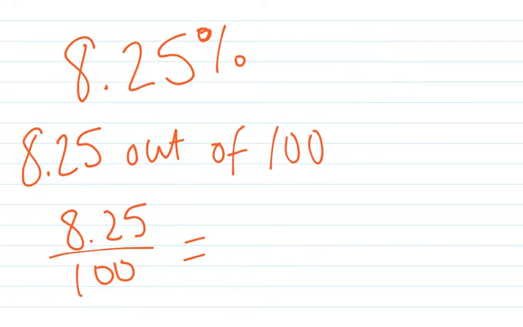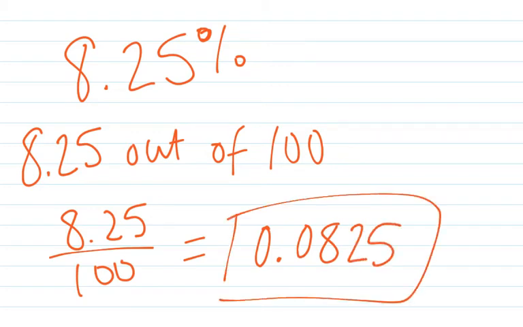Okay, here we have a very common value for sales tax in some areas: 8.25%, or 8 and 25 hundredths percent. To rewrite this as a decimal, we take 8 and 25 hundredths and divide it by 100. When we do that, we get 0.0825. To say that number properly, we would say that that is 825 10,000ths.